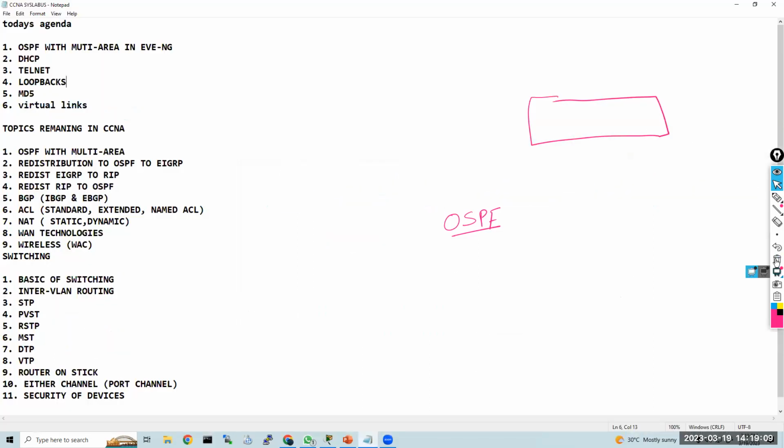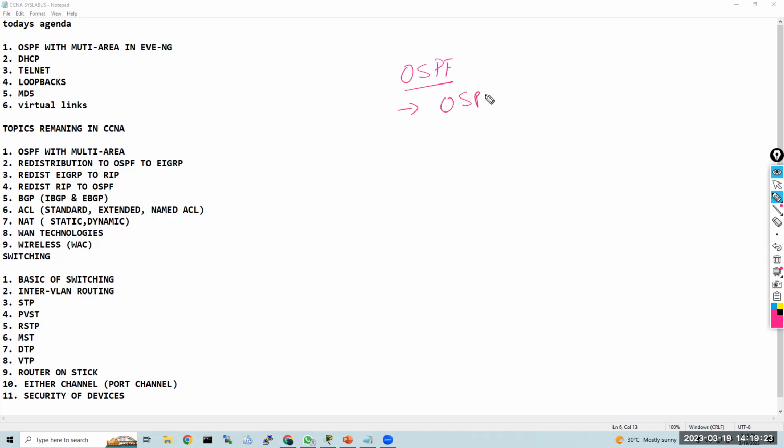I told you that I want to do a lot of labs today. I'm going to start with the OSPF lab, a very big protocol. In that we'll have a single area lab, and we will also do multi-area. We shall discuss that. Then we'll also discuss OSPF LSA types.